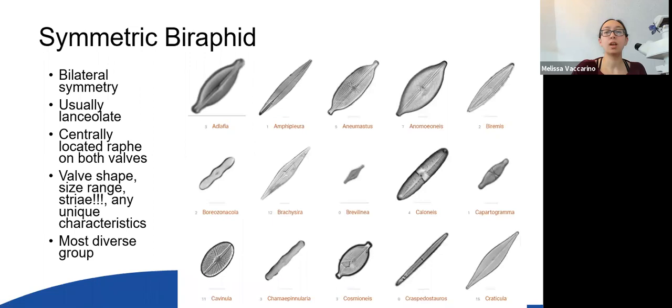For symmetric biraphids, again, we have bilateral symmetry, and they're lanceolate, so like long. Centrally located raphe on both valves. And again, here you want to look at the size range, the shape, the striae, and any unique characteristics to determine the genus. So for example, this is a little small, but there's one row of areolae bordering the axial area in Nupela. Or you may see these, what are called needle eyes, in the meridian rib in Amphipleura.